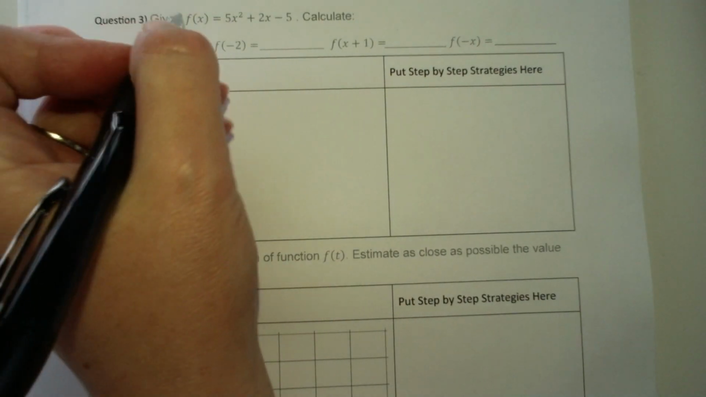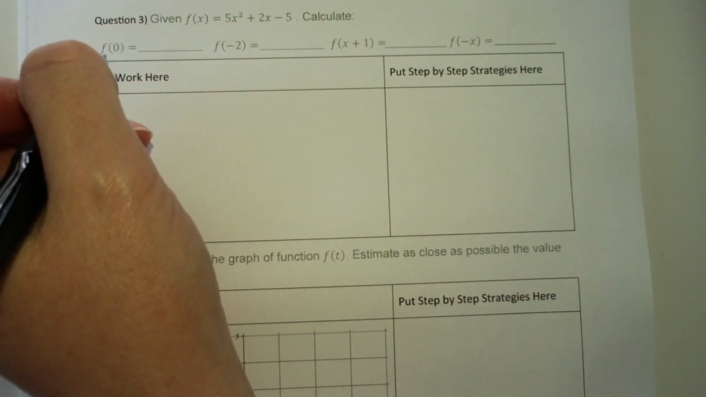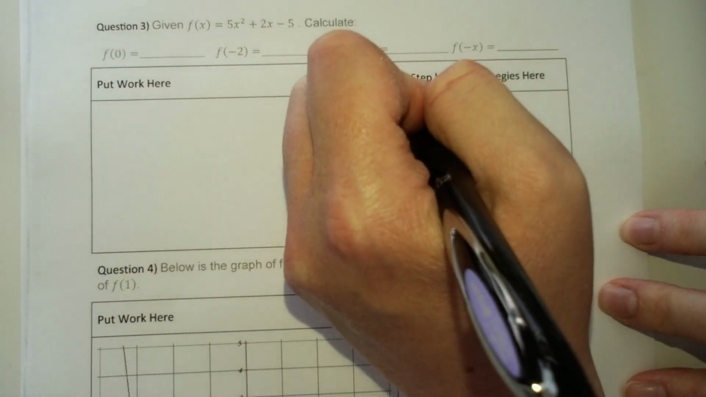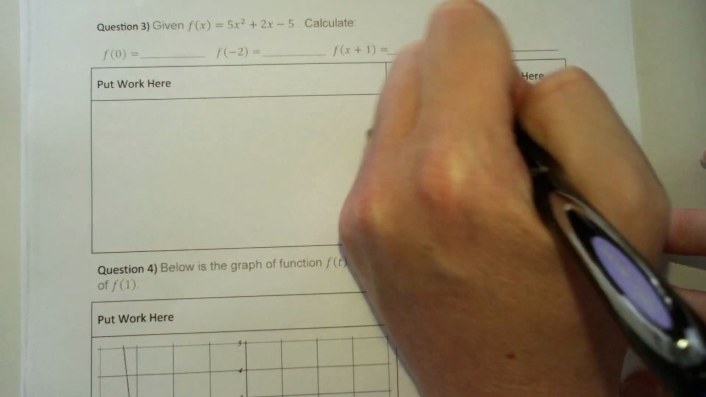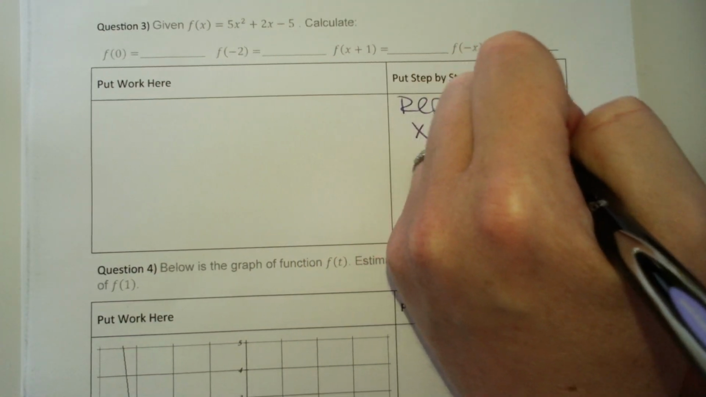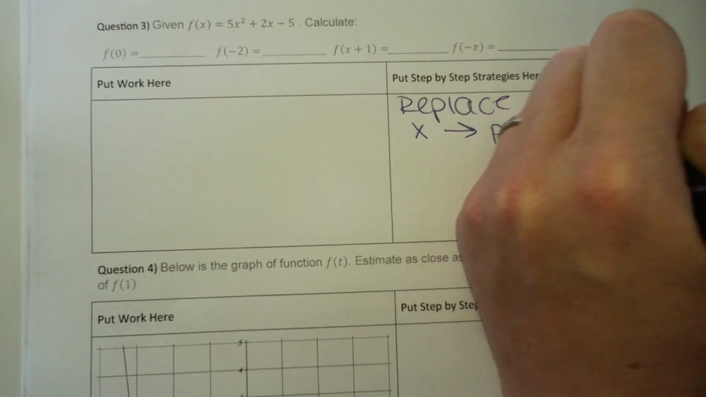All right, so for this question, it says, given the function, calculate f of 0, f of negative 1, and so on. So what you're going to do, to do this function evaluation, is replace the x's with parentheses, whatever that number might be.